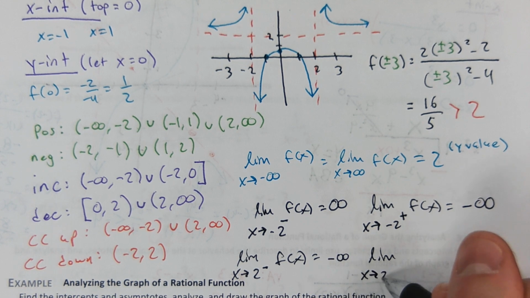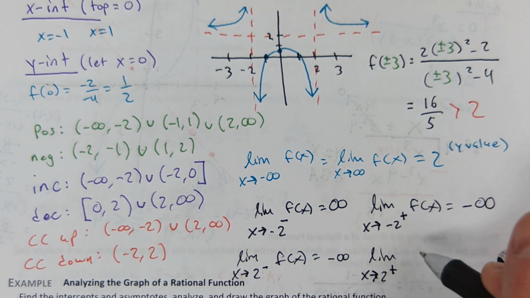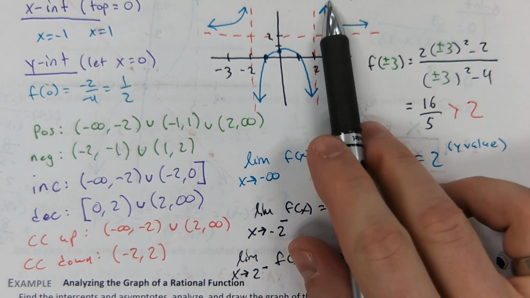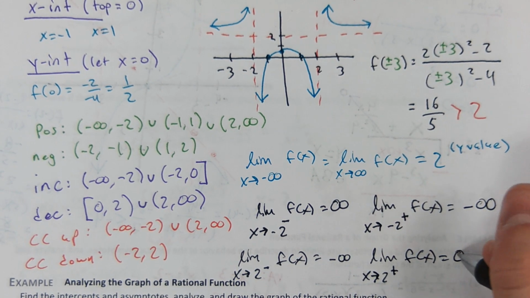Still hanging out at x equals 2, but now we're going to go just to the right of it and ask ourselves what our y values are doing. Go just to the right of it there, woo, going up to positive infinity.